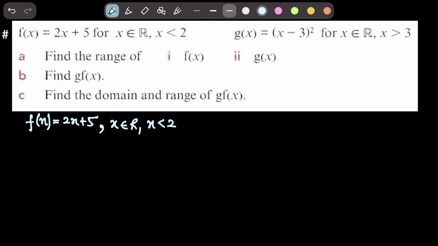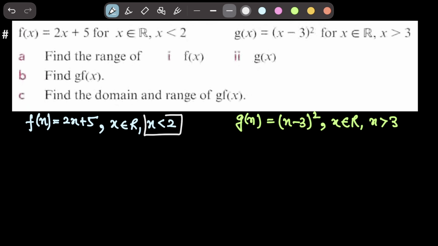Similarly, there is one more function given to us. This is g of x. g of x is given as (x minus 3) whole square. Again, x is defined for all real numbers and x should be greater than 3. Okay, so a very important part that we need to understand: f of x is defined for all x less than 2 and g of x is defined for all x greater than 3.